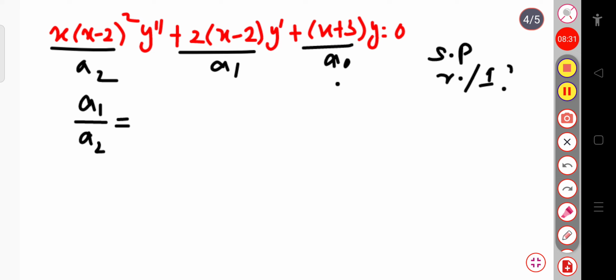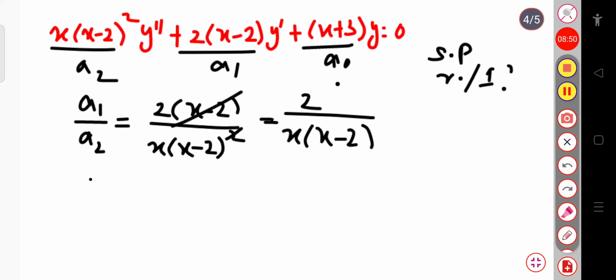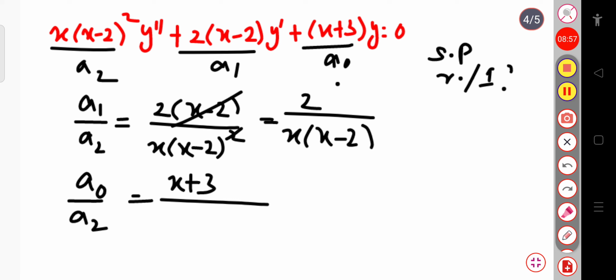For this question, a1 by a2 is 2 into (x minus 2) divided by a2, which is x into (x minus 2) whole square. Now one x minus 2 gets cancelled, so that equals 2 by x into (x minus 2). Similarly, a0 divided by a2 is (x plus 3) divided by x into (x minus 2) whole square. This term remains as it is.